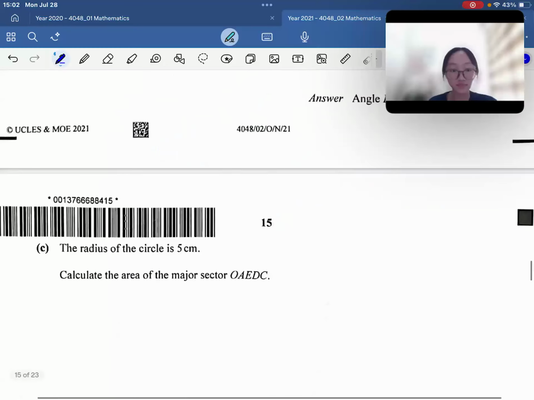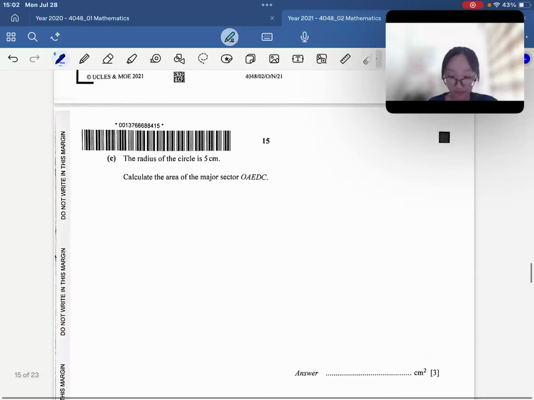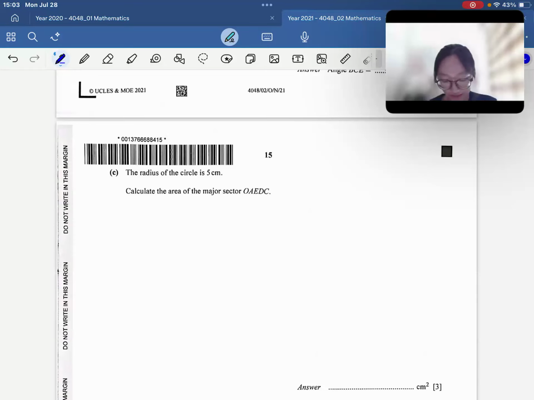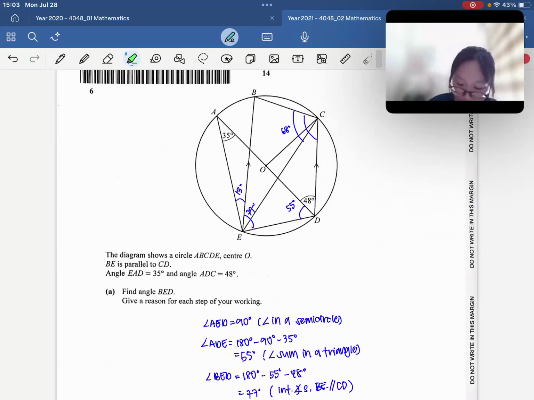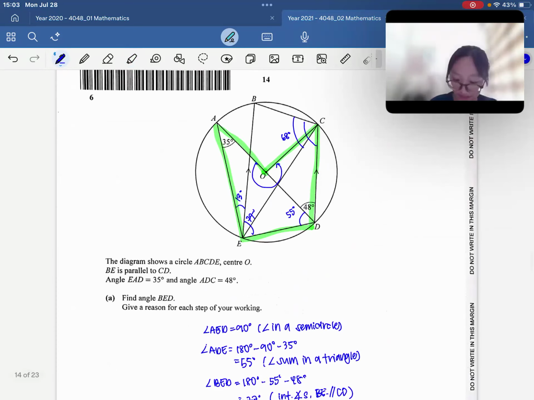All right, moving on to part C. They tell us that the radius of the circle is 5 cm and they want us to calculate the area of the major sector OAEDC. Basically, they want us to calculate the area of this major sector here. So we know that the radius is 5 cm.